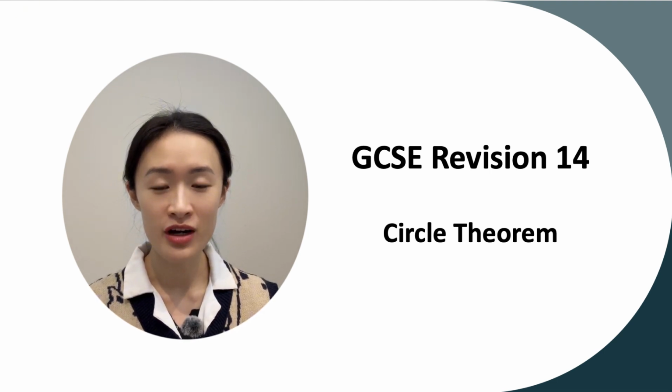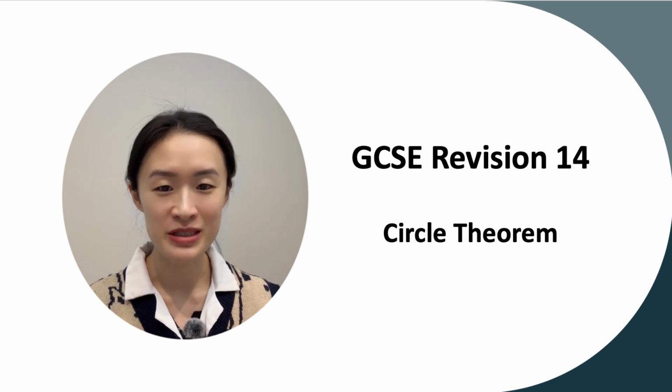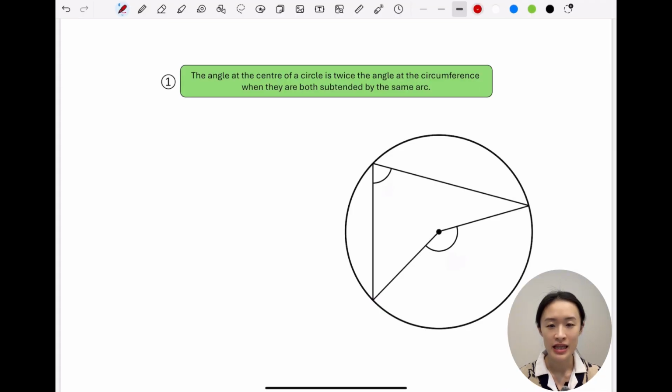Today we are going to revise circle theorems. Please get your pen and paper ready and make some notes. So the first theorem says the angle at the circumference is a half of the angle at the center when they are both subtended by the same arc.